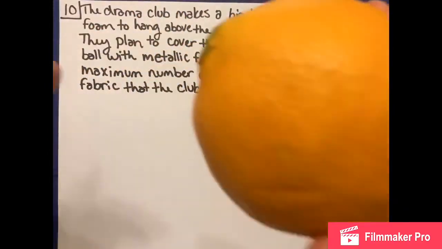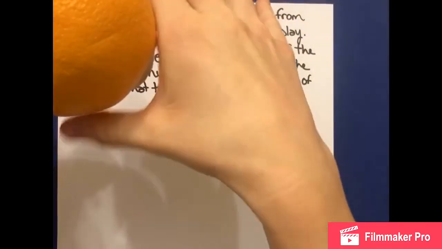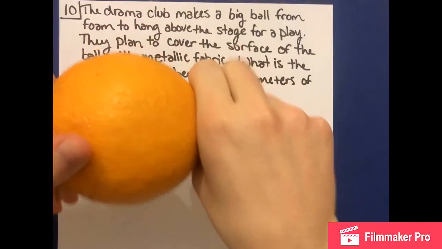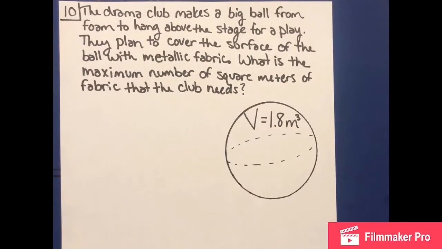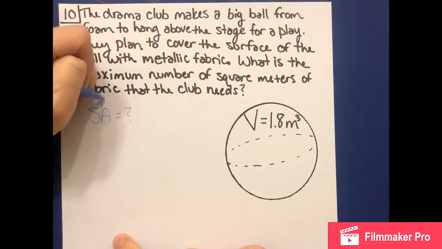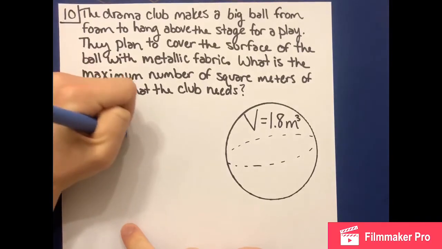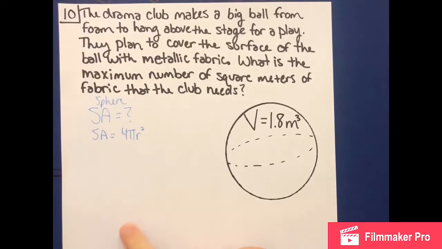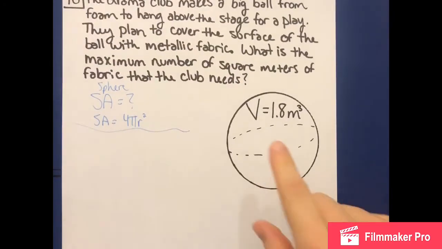So is that volume or is that surface area? If you think it's covering, that's got to be surface area, okay? So we're actually looking for the surface area of this sphere, which, remind you, surface area of a sphere is equal to 4 pi r squared, okay? Then we get into what are we actually given?